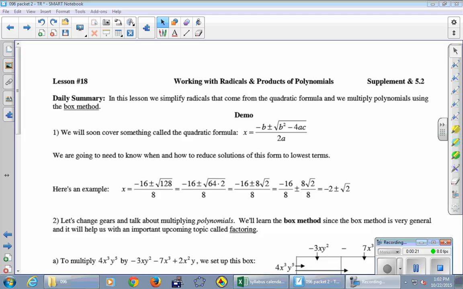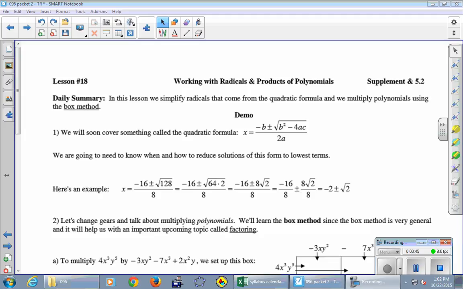In this lesson, we simplify radicals that come from the quadratic formula, and we multiply polynomials using the box method. Number one, we will soon cover something called the quadratic formula. Raise your hand if you think you could say that out loud without reading it. Quadratic formula, you've all seen it before. Who's got it memorized? If you're shaking your hand like a so-so, that means you don't have it memorized. Yep, we got a few people, right?